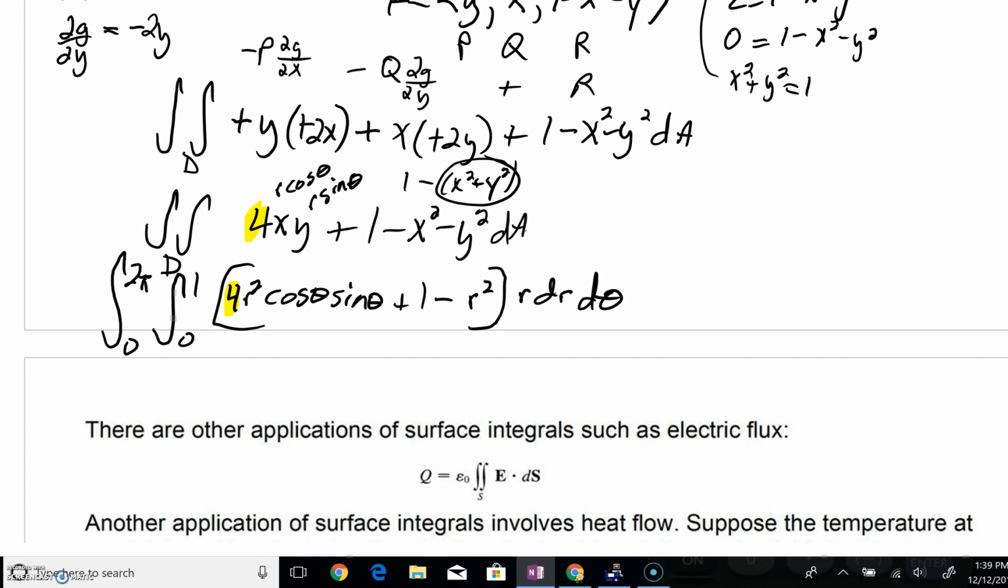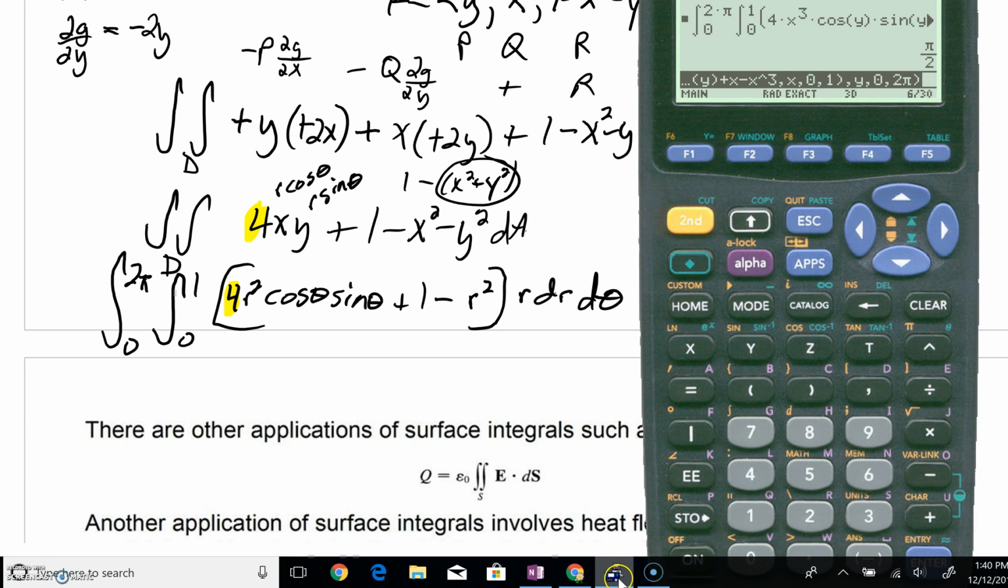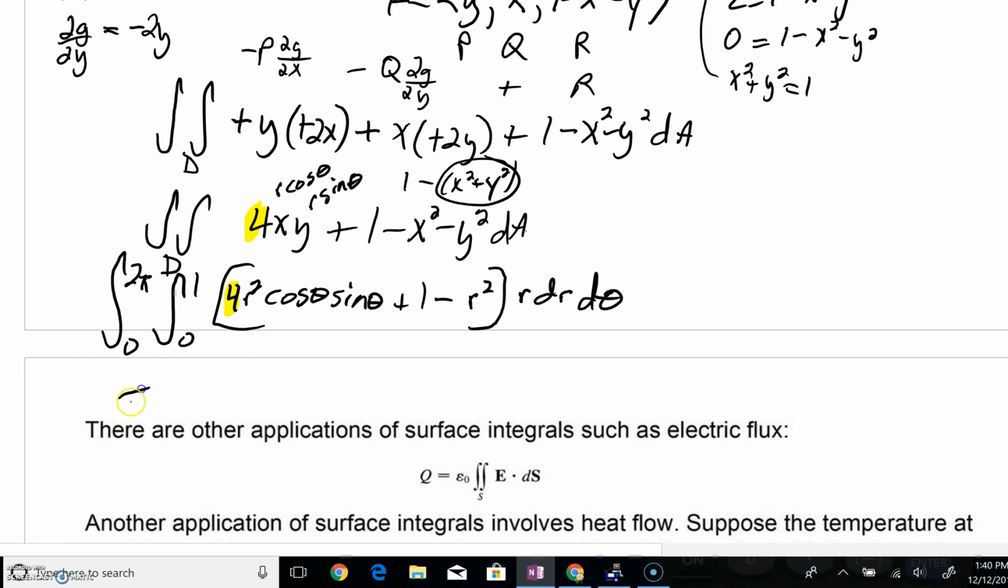But again, once you let this just get punched out on the 89, and we distributed in r, everywhere we had r, we treated that as if it were an x. So really we had like a 4x to the third, cosine of y, sine of y, and so forth. You'd wind up getting pi over 2. So thankfully, nicely, you get pi over 2.